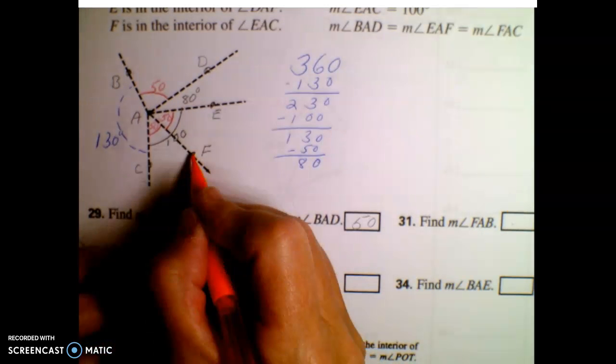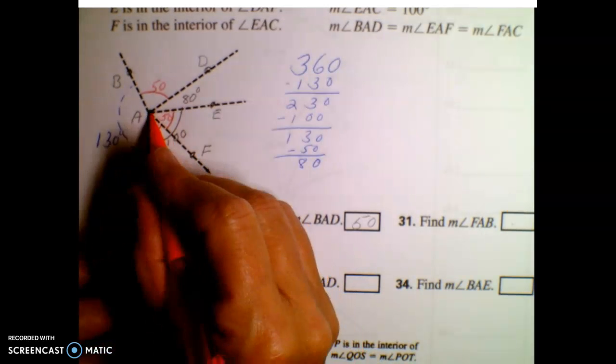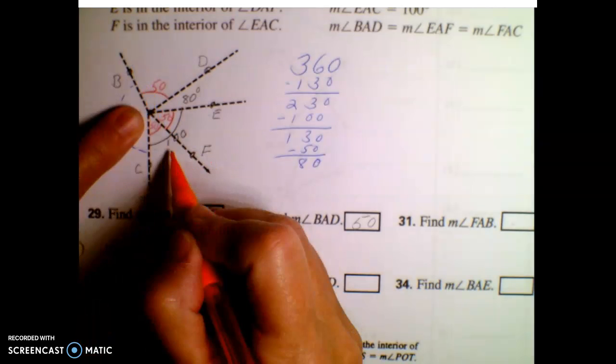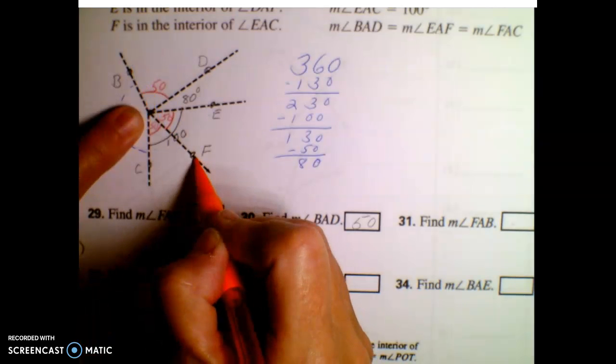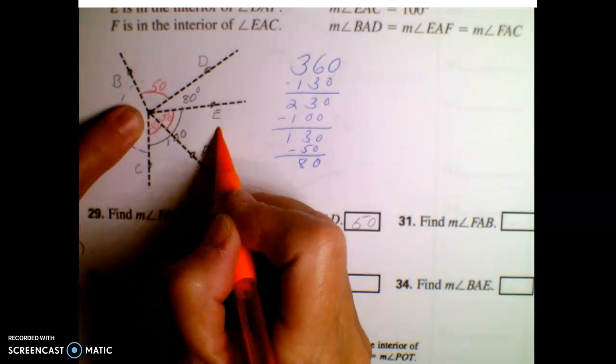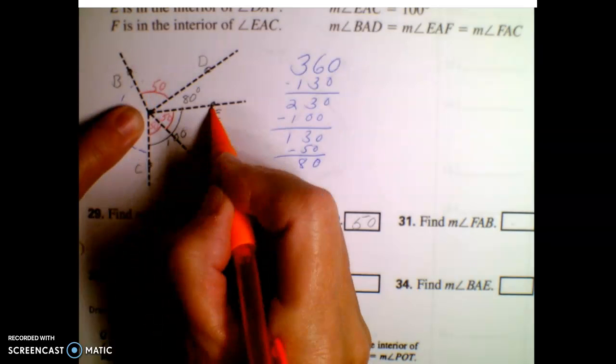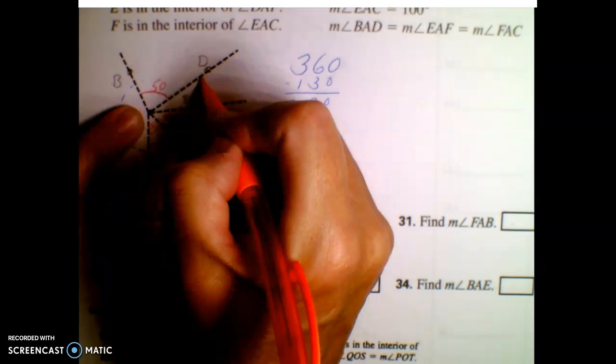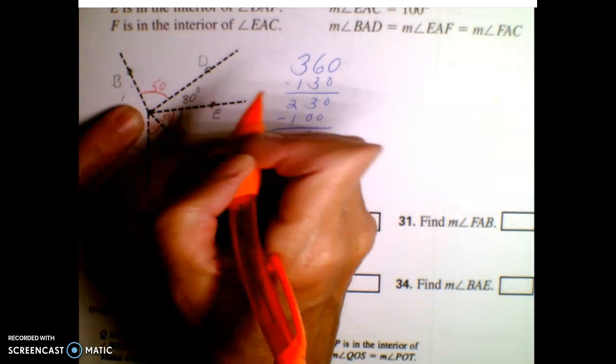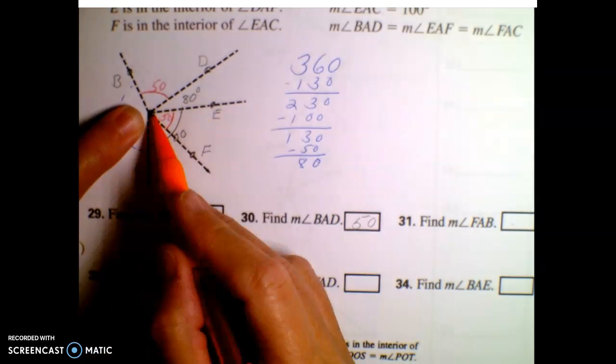FAB. If we start here at F, go to A, and go to B. So we're starting F, A, B, going this way. This is 50. This is 80. This is 50. So F, A, B.